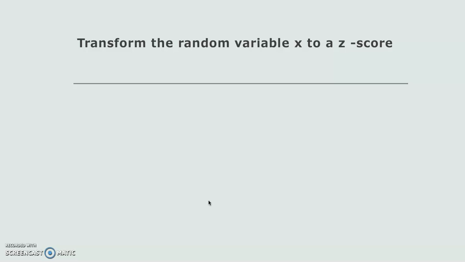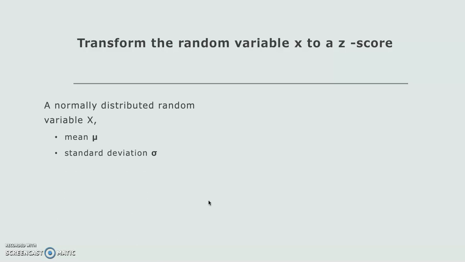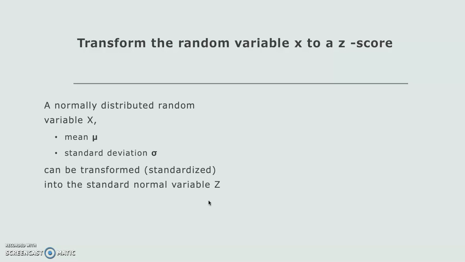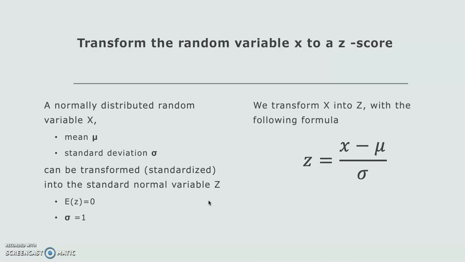Any random variable can be transformed into the standard normal random variable, or the z-score, to derive the relevant probabilities. A normally distributed random variable x with mean mu and standard deviation sigma can be transformed, or standardized, into the standard normal variable z with mean 0 and standard deviation 1. We transform x into z with the following formula.